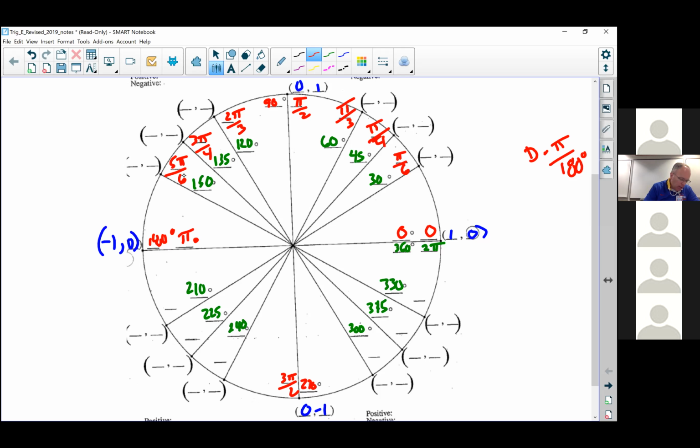Then you come down to 210. So 21 over 18, 3 goes into it, 7 pi over 6. Does everyone feel comfortable? This is all I'm doing. I'm just kind of doing it in my head a little bit. 225 is 5 pi over 4.